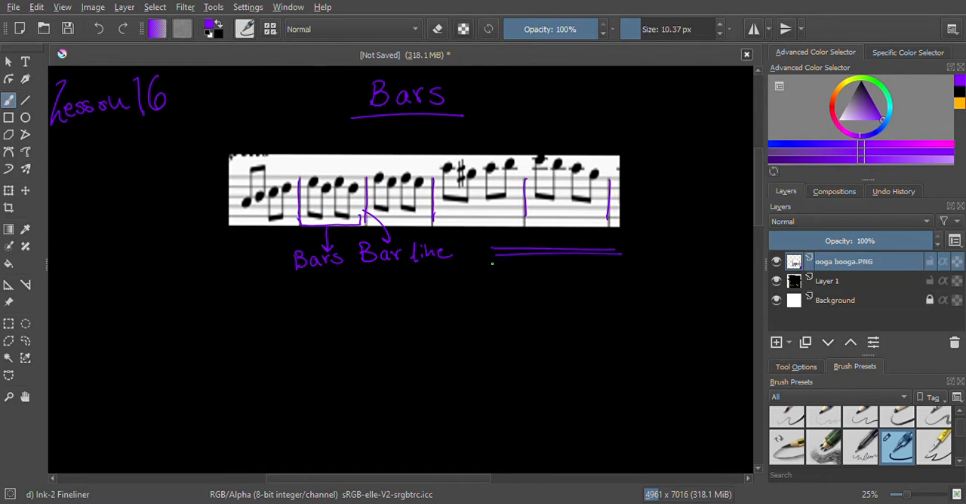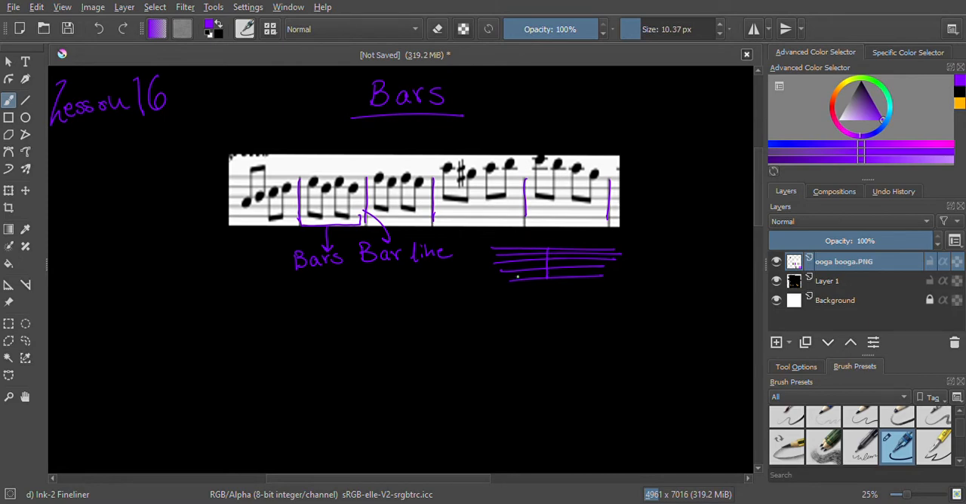Now, let me just draw a makeshift staff here. You draw them from the top of the staff until the bottom. There, it does not go from here or from there. This goes from the top of the staff all the way to the bottom, and that's it. It ends there, it ends there.